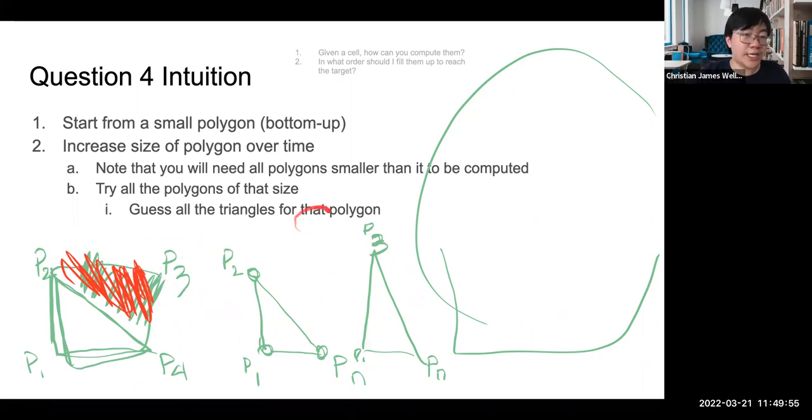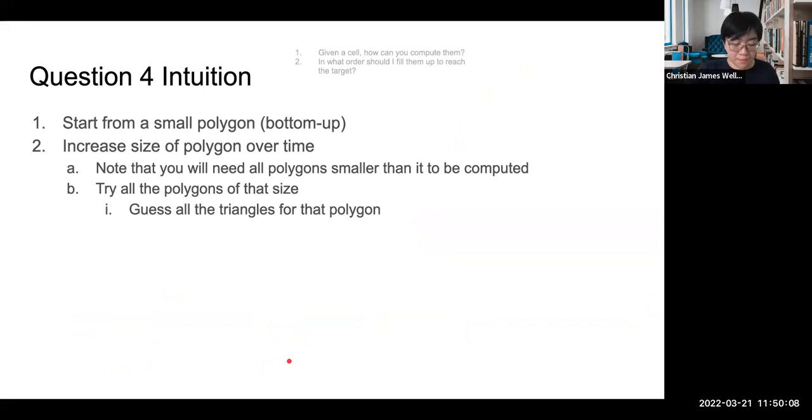Guess all the triangles for that polygon. And take note, when I say try all polygons of that size, it's really like, imagine the triangle doesn't have to be based on P1 and Pn. Maybe you can imagine rotating a triangle around, and be sure that it's going to be fine. All right, so this is the intuition: start from the small polygon and build it up over time.